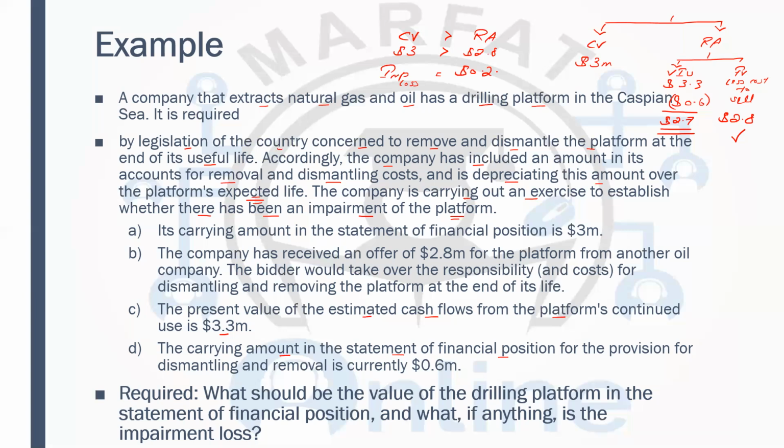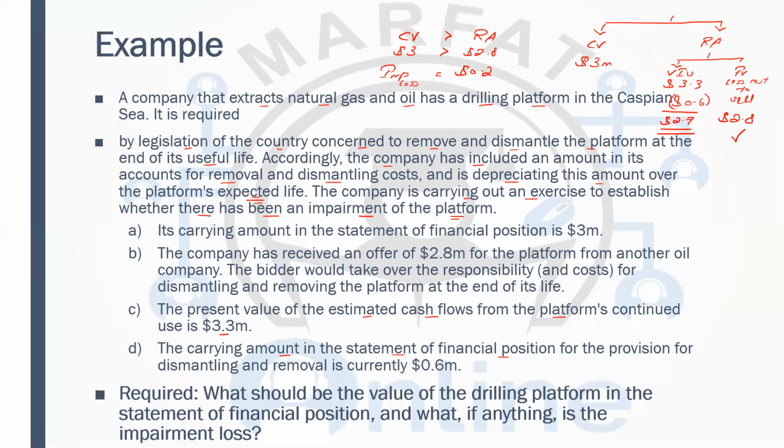So you see, when we are selling this asset, we are selling it at 2.8 million. And when we are selling it, it will be the buyer's responsibility to dismantle it. So that means we will not be having any obligation in relation to the dismantling. When we are using it, the benefit that will be coming from the use is 3.3 million. But when we are using it, we have to dismantle it ourselves. The cost of that dismantling is 0.6 billion. You have to deduct it.